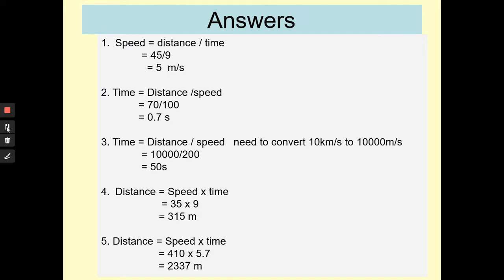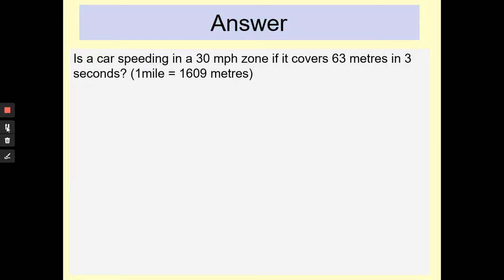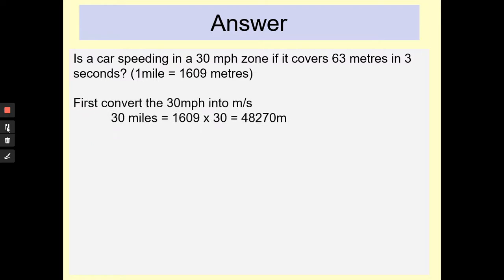Now, question 6 was your challenge. So we've got a car traveling in a 30 mile per hour zone, and it covers 63 meters in 3 seconds, and you're asked to consider if it's speeding. Now, what we've got there is a total mix-up of units, and so we need to do some conversion. So, first of all, we need to convert that miles per hour into meters per second.